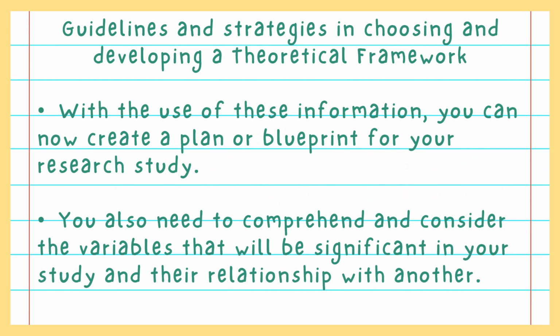Now, with the use of this information, you can create a plan or blueprint for your research study. You also need to comprehend and consider the variables that will be significant in your study and their relationship with one another. To put it simply, you can now create a master plan for your research study with the information available from the various literature you have read. However, you need to comprehend and consider the elements that will be crucial in your investigation, as well as how they interact with one another.